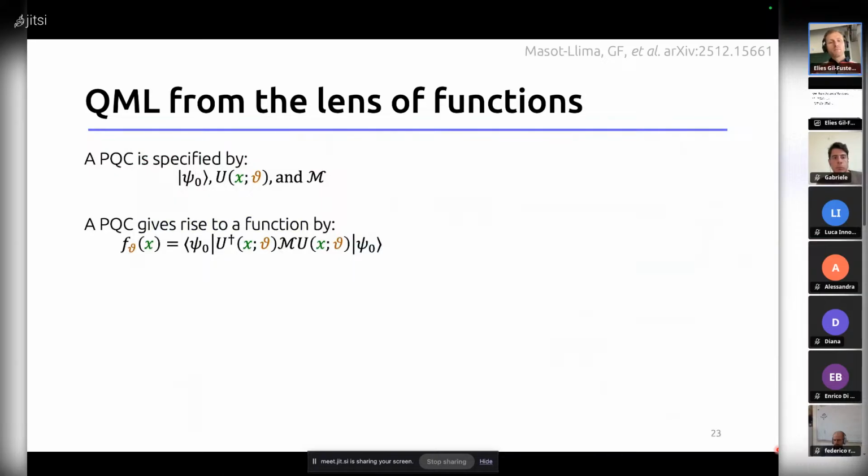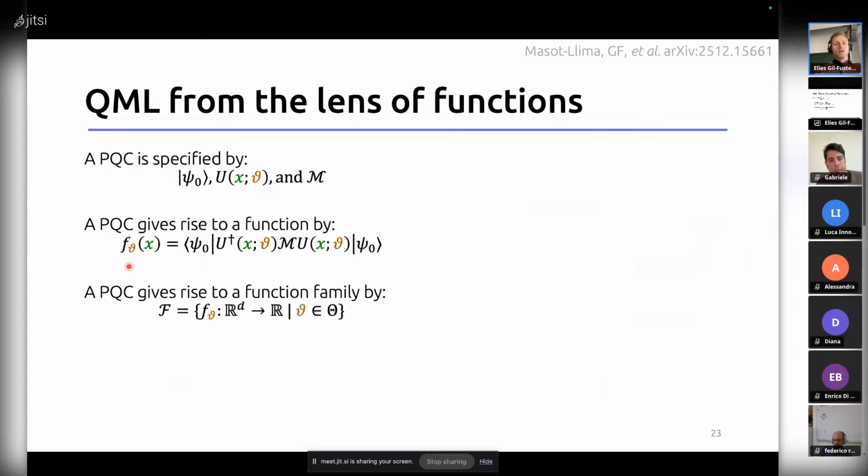And okay, this is the one ugly slide I added, just to be precise in the language. Say a parameterized quantum circuit is specified by an input state, some parameterized unitary, and a fixed observable that we measure at the end. From these ingredients, we can define a function, which before I called a quantum function. For machine learning, we need these hypothesis families, which is a function family. Parameterized quantum circuits give rise to these sets of functions in which you fix the architecture and you consider a different function for every choice of the parameters, and then the whole set is the function family capital F.